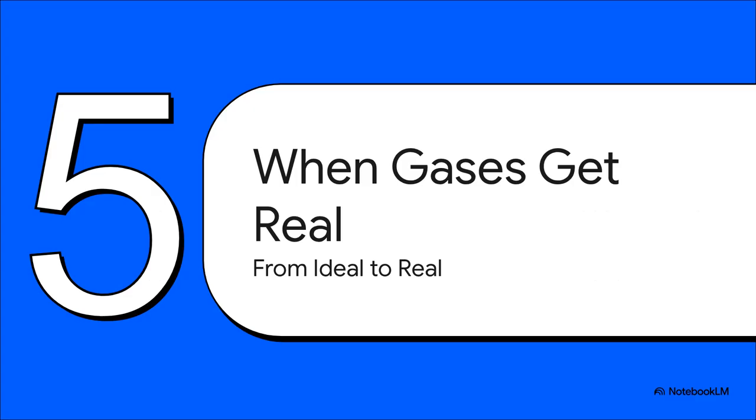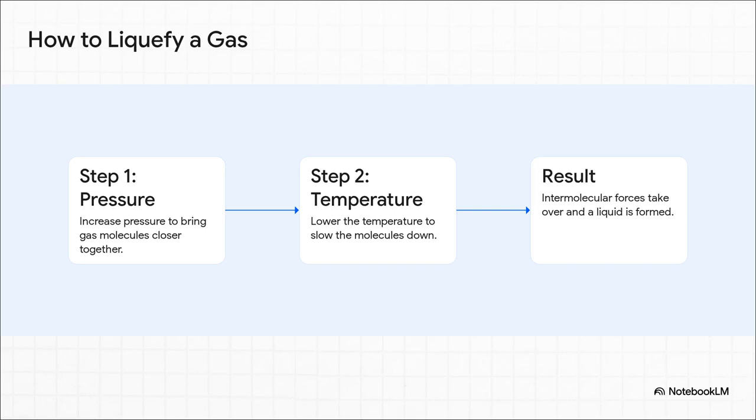Okay, so we have this beautiful, perfect rule for ideal gases. But what about the real world? What happens when things aren't so ideal? What if you really crank up the pressure or drop the temperature way down? And those intermolecular forces, remember the pull, what happens when they start to matter again? Well, that is exactly how you turn a gas into a liquid.